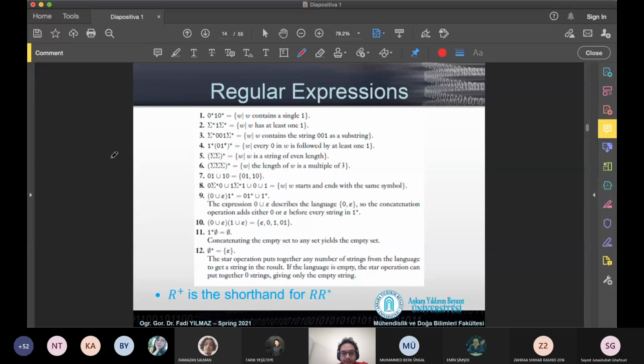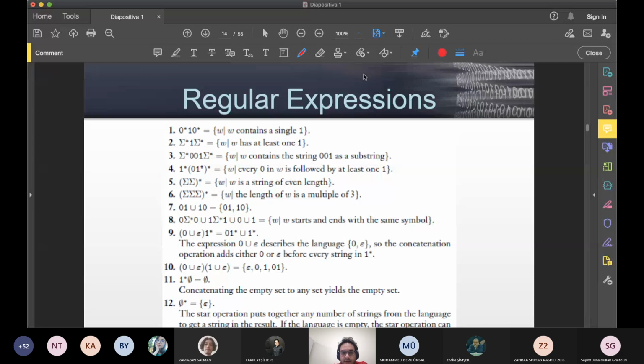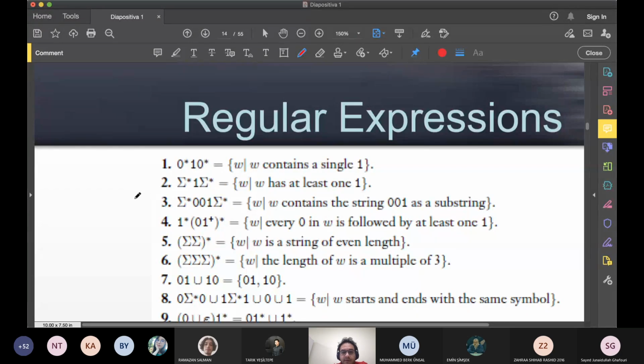So let's look at some of them. Okay, guys, for example, this first one. Just focus on this first one. Can I zoom in? Yeah. So let's look at the first one. It is 0 star 1 0 star. What does it mean? It is a language that accepts all strings which contain a single 1. So there should be only one 1, right?